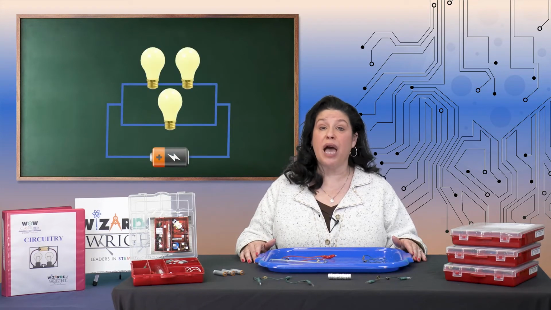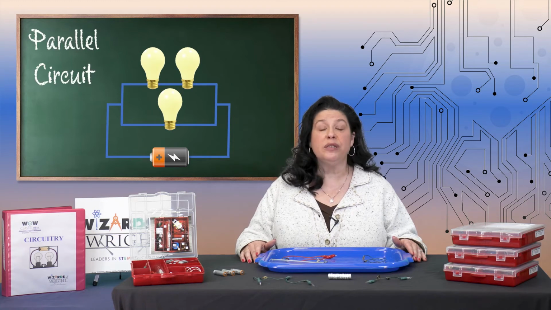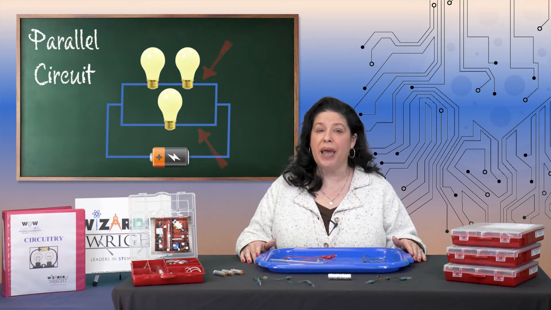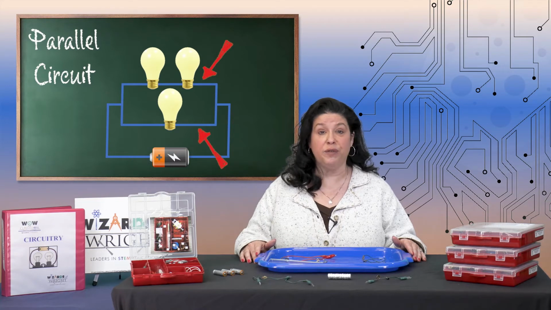When the resistors are not in a straight path, but on different paths, it is called a parallel circuit. There is still more than one resistor, but they are on different paths or branches of the electricity flow.